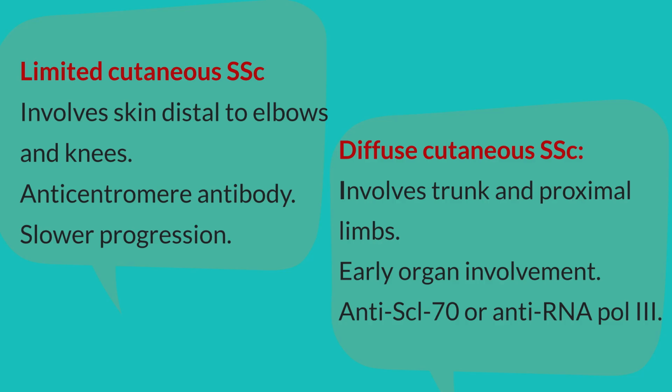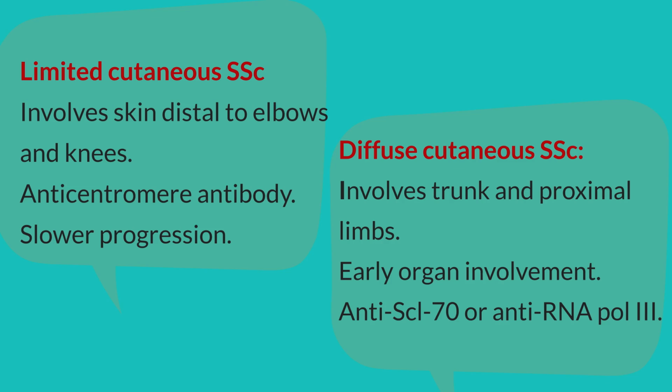Types. Types of systemic sclerosis. The rationale behind the division is the difference in the disease course, severity of organ involvement, and the autoantibodies. The first type is the limited cutaneous systemic sclerosis. Skin involvement distal to elbows and knees, often anticentromere antibody positive. Disease has a slower progression.